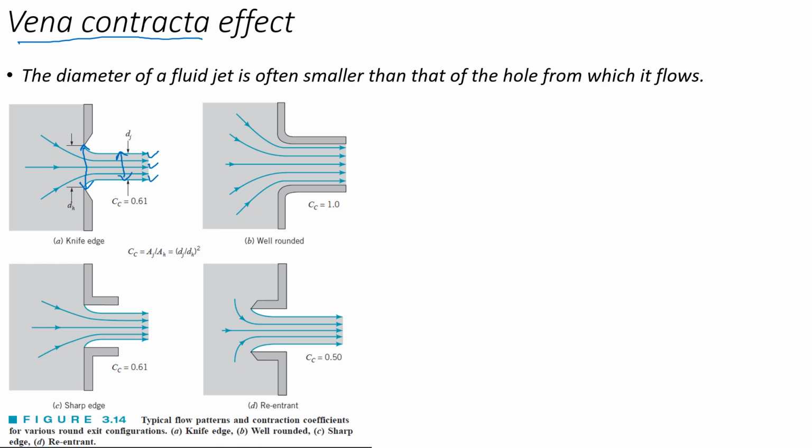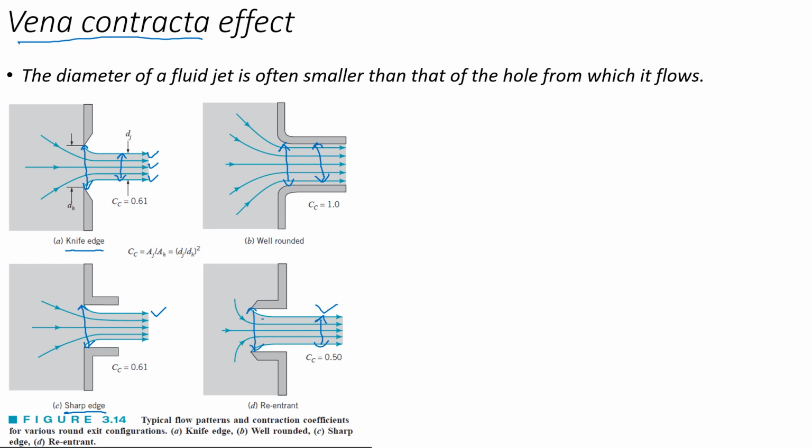This effect occurs due to different hole shapes. This is a knife edge. In a knife edge, the vena contracta effect occurs, and the hole diameter is more than the jet diameter. Here, in a well-rounded hole, the jet diameter and the hole diameter are the same, and in the case of a sharp edge, the jet diameter is again decreased and the hole diameter is greater than the jet diameter. And here again, in the reentrant type of hole, we get a jet diameter less than the diameter of the hole.